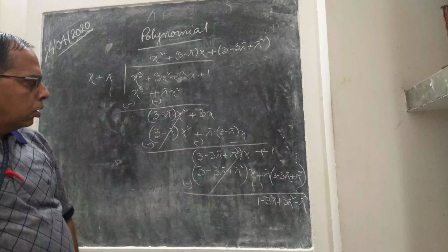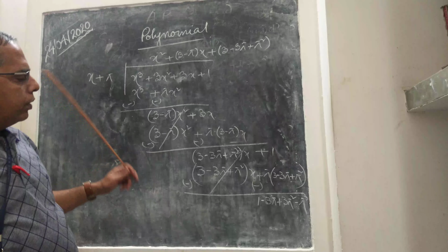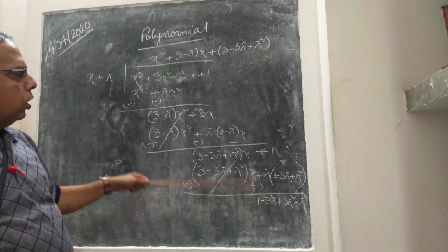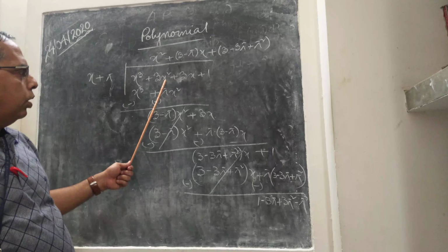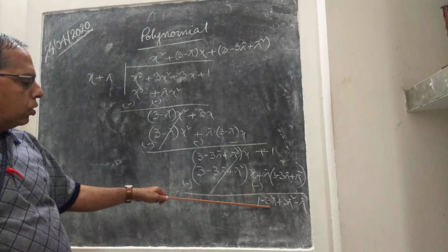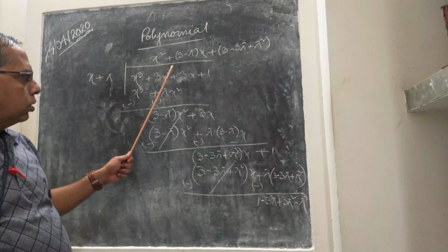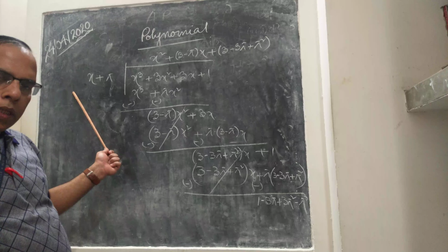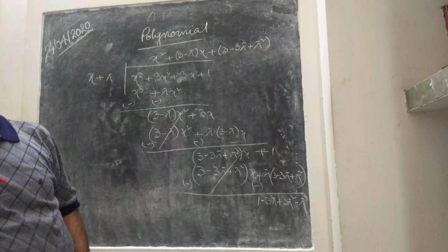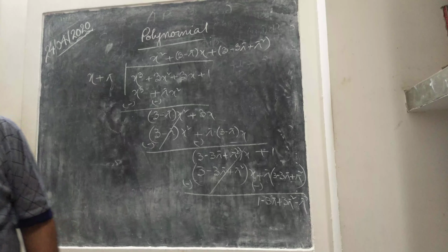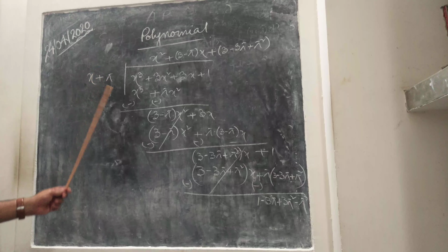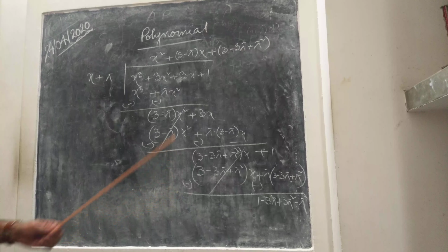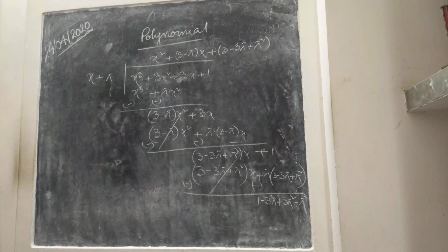Done? So one thing you have seen: if the remainder is 0, then the divisor will be a factor of the given polynomial. If the remainder is not 0, then the divisor is not a factor, neither the divisor nor the quotient. Okay. Now next they are asking for another method. So this is the way to find the remainder, by the long division method.